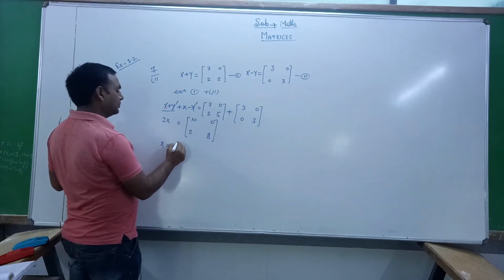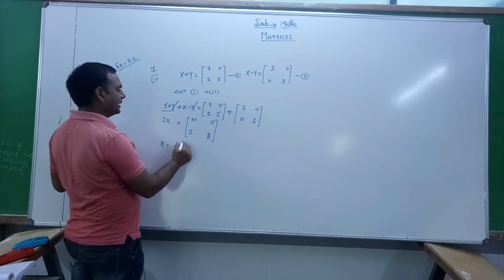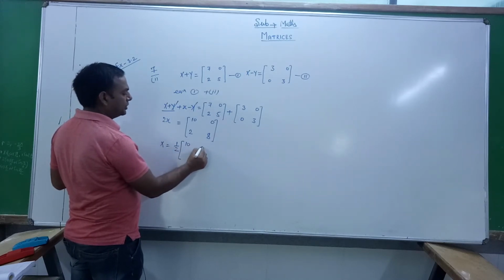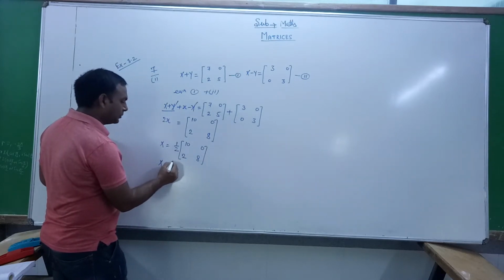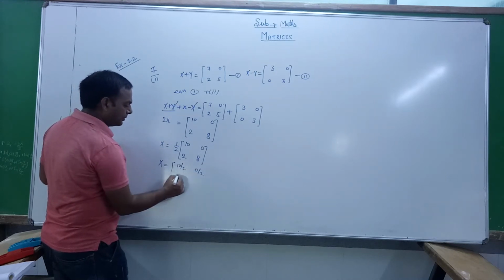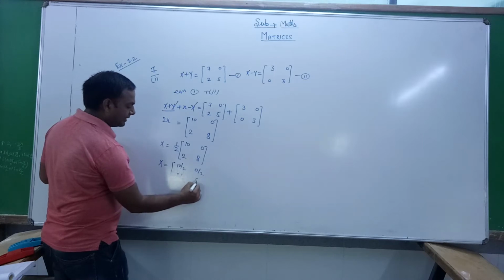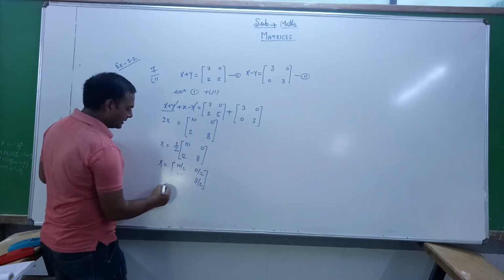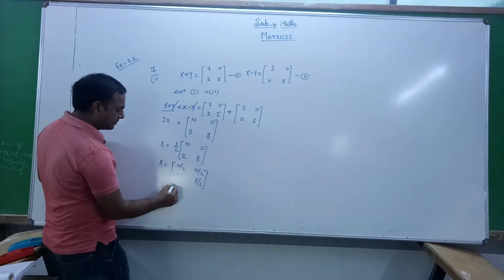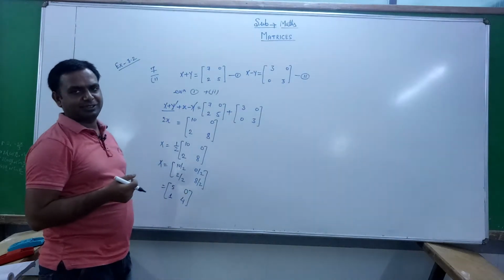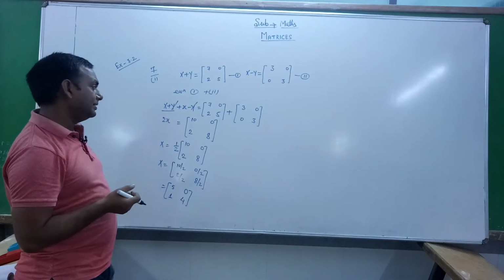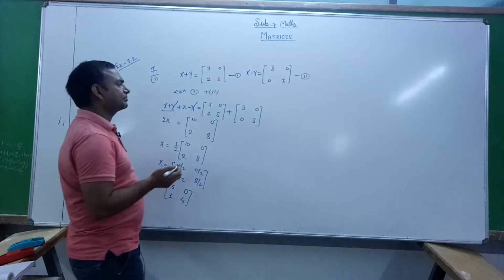So x is equal to 1 by 2, since 2 multiplies, it goes to divide, the matrix 10 0 2 8. Next, x is equal to dividing by 2: 10 by 2, 0 by 2, 2 by 2 and 8 by 2. So that is 10 by 2, which is 5, this is 0, 2 ones are 2, and 2 fours are 8. So that is the value of matrix x.